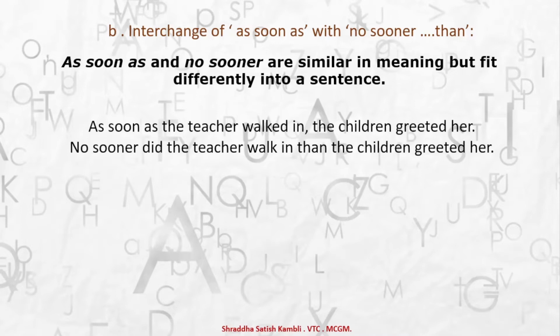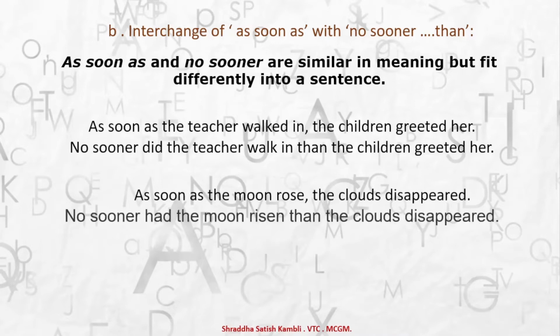But I've changed so many words. Okay? Then, as soon as the moon rose, the clouds disappeared. No sooner had the moon risen than the clouds disappeared. So, see, the verb is changing, the tense of the verb is changing slightly. All right, just pay attention to all this.